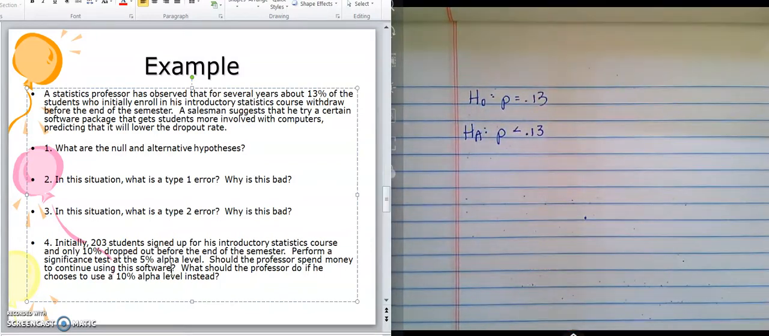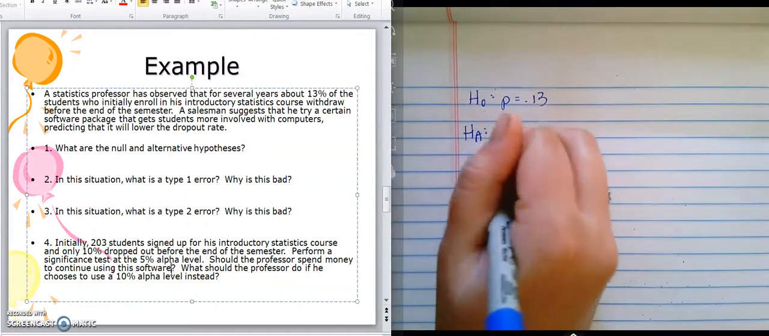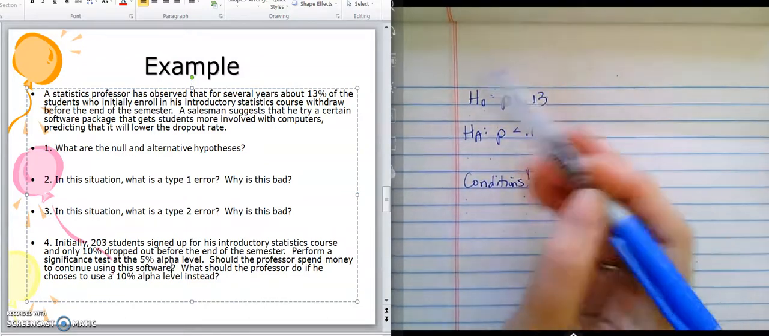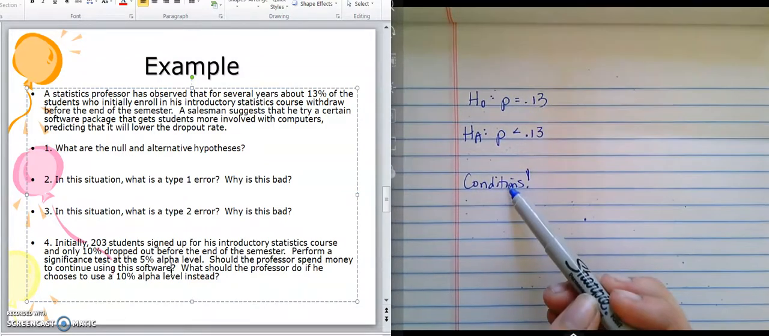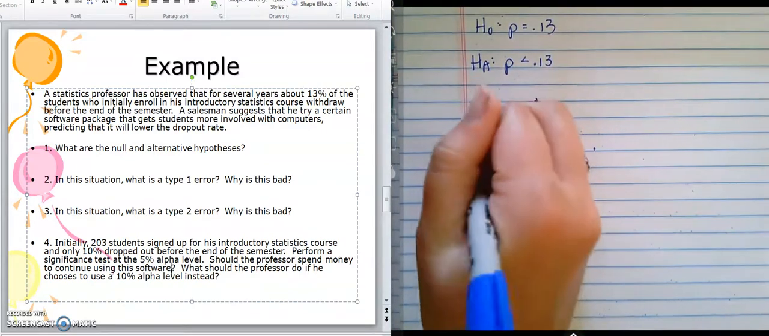Do not forget conditions, but for the sake of time, I'm not going to write them right now. Don't forget them though. Need them. So always do your hypothesis, then your conditions. In this situation, it's asking for a type 1 and type 2 error. I'm just going to briefly state what these are.